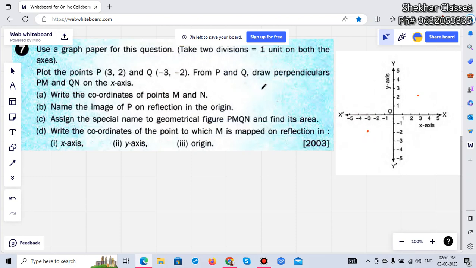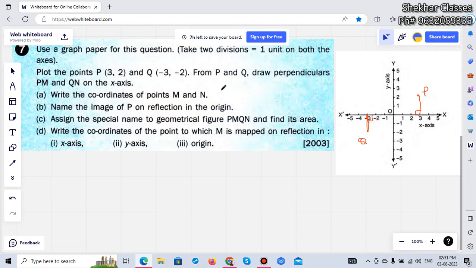Then it says draw perpendiculars from them. So this is P and this is Q. Draw perpendiculars on the x-axis. I made a mistake here. They are asking to draw it on the x-axis, not the y-axis. So here you have to draw the perpendicular. The perpendiculars have been drawn. Fine.